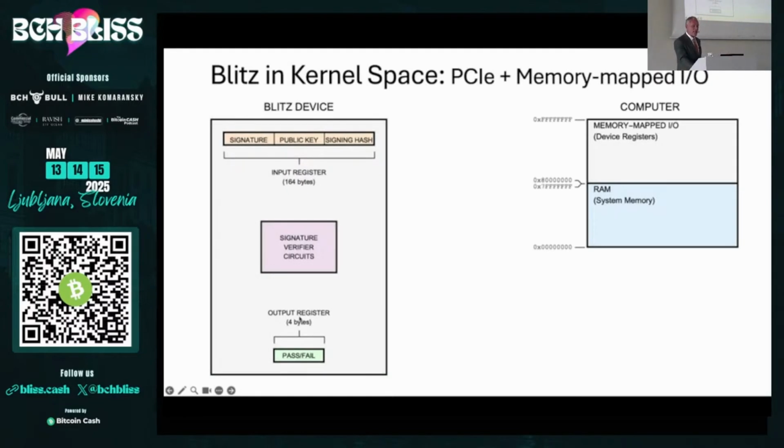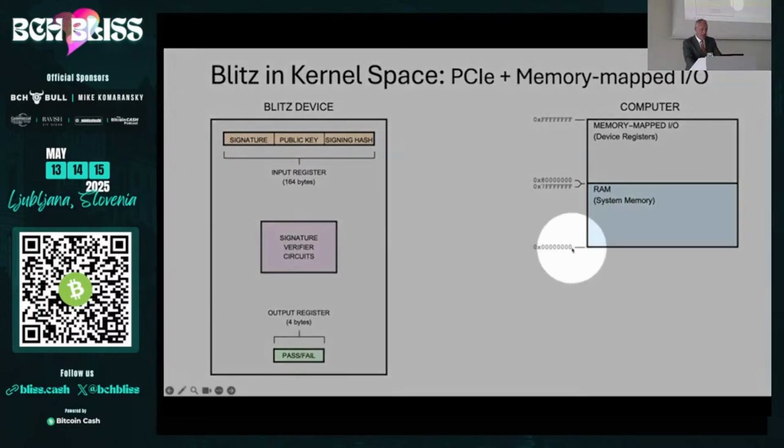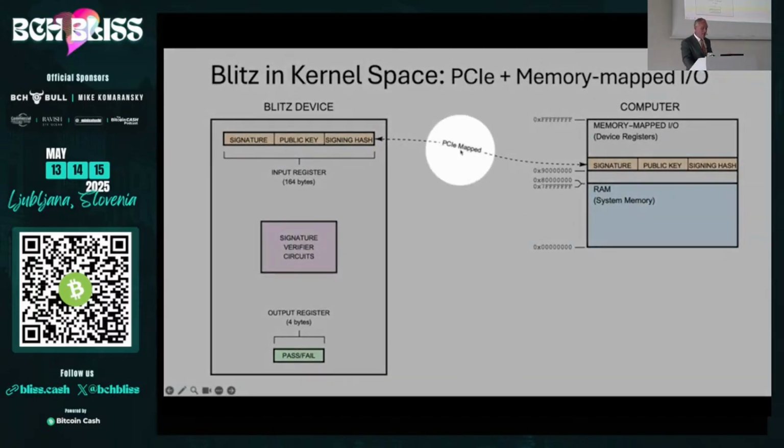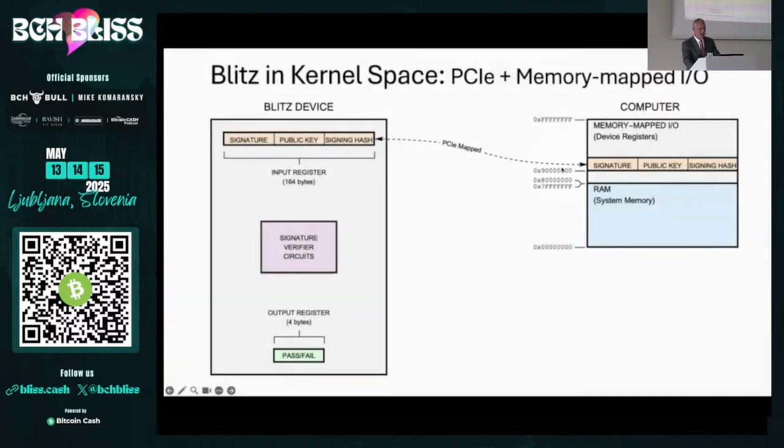And your computer that it's connected to has some memory map. Typically your RAM might be from addresses 0 to 7FFF. So this is a 2 gigabyte machine. And above that, you have address space reserved for memory mapped I/O. These are all the registers for the devices that are attached to your computer. And Blitz just becomes one of those devices. The way it works is when your computer boots up, the PCIe subsystem scans all the devices. It sees Blitz. It says, okay, Blitz has this input register, it's 164 bytes. I'm going to map that over here to address 9000000, and I'm going to map the output register to address 9000100. This is really cool because from your computer's perspective, it doesn't know that it's talking to Blitz.